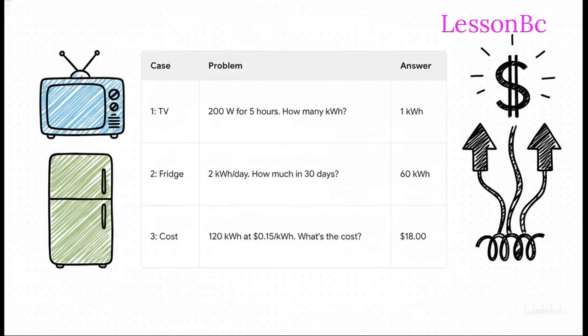All right, let's check the results. For that TV, the answer is 1 kilowatt hour. The refrigerator, over 30 days, actually uses a pretty hefty 60 kilowatt hours. And that 120 kilowatt hours of usage, that's going to cost you exactly $18. See? Once you know the formulas, you're the one in control.